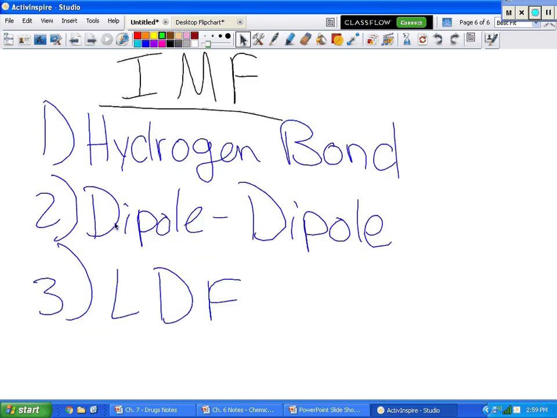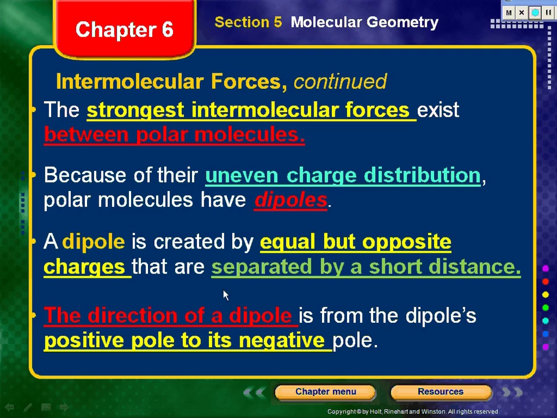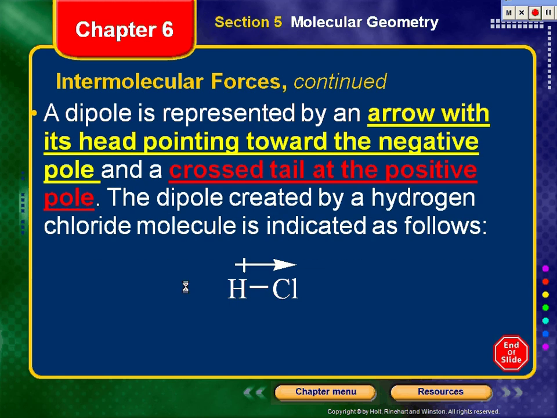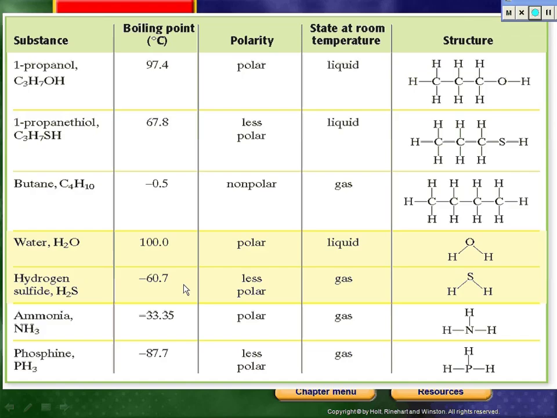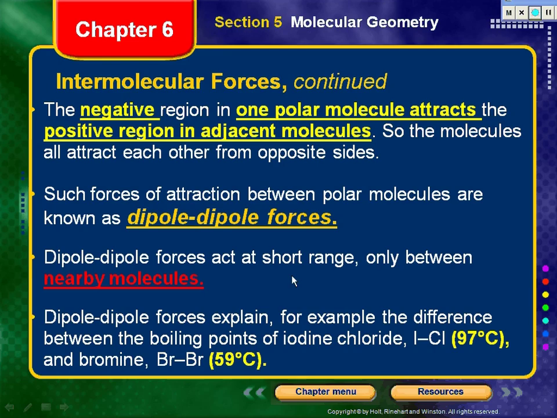Again, a dipole is created by equal opposite charges, blah, blah, blah. We're going to skip that. We're going to skip this. We're going to skip that. Oh, real quick, I do want to point this out. Let's look at the very last bullet. The boiling point of iodine and chlorine is 97, but the boiling point of bromine and bromine is 59. Why do you think that iodine and chlorine, that molecule, has a higher boiling point than BrBr?